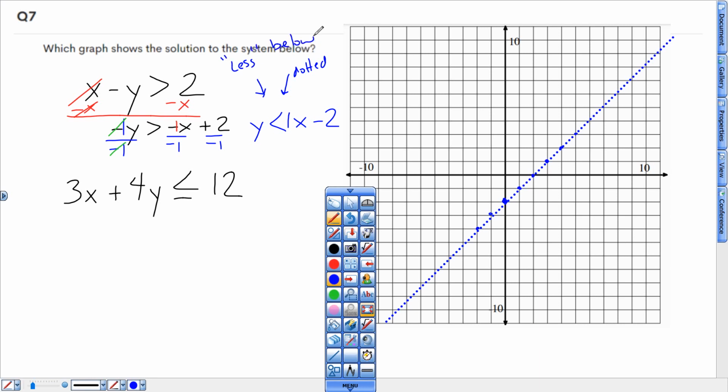So less than, I'm just going to shade a little bit under so I can get an idea of where my other one's going to go before I fill it in. So this is going down.